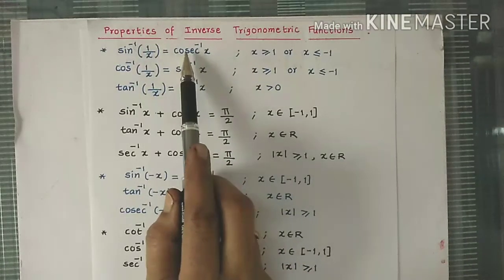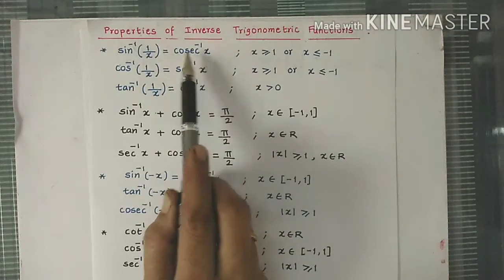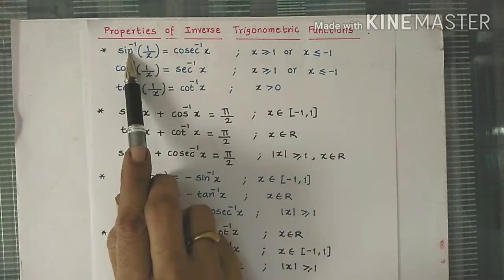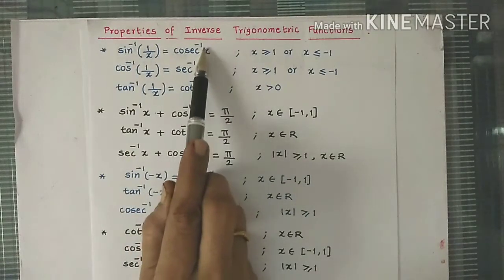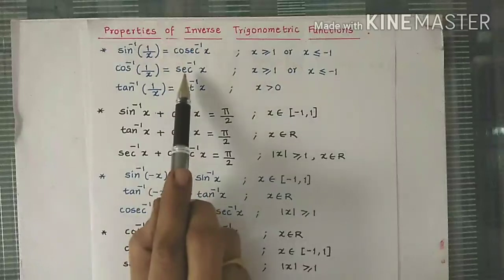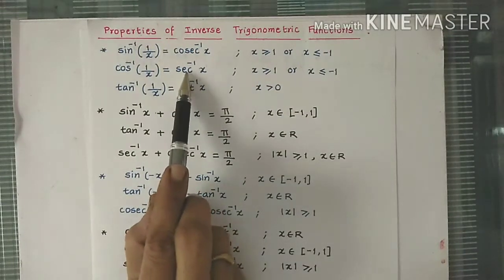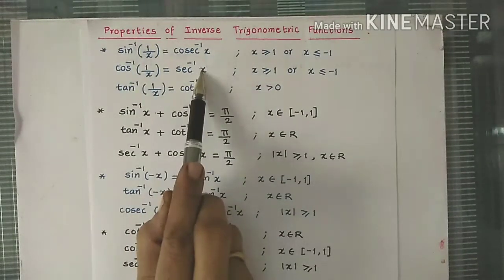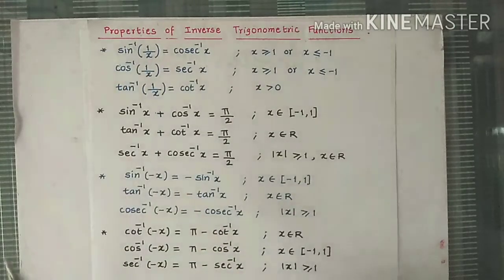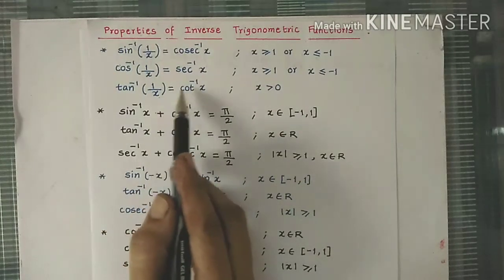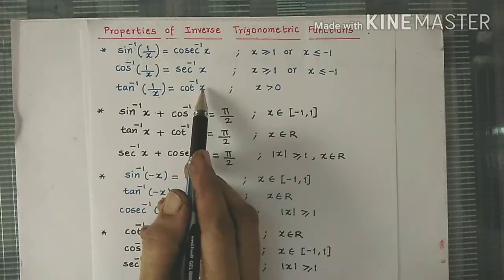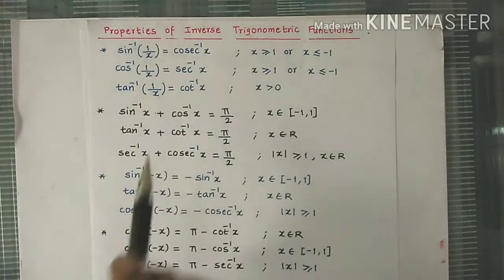Cosec is a reciprocal of sine. So whenever we have to write cosec inverse x, we have to write sine inverse, and we have to write the reciprocal of this term, 1 by x. Similarly, sec inverse x is cos inverse of the reciprocal of this term, which is 1 by x. Tan inverse 1 by x is cot inverse of the reciprocal of this term, 1 upon x.